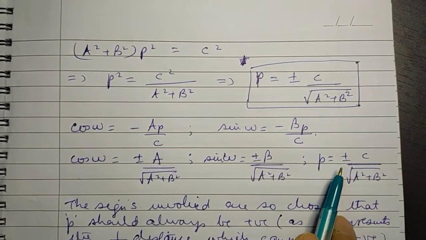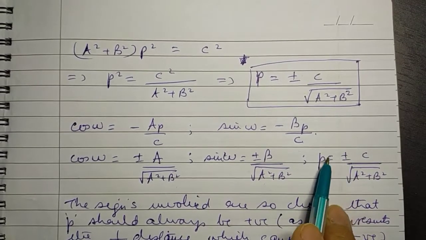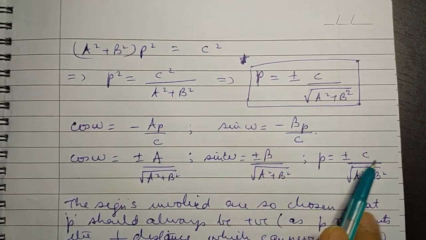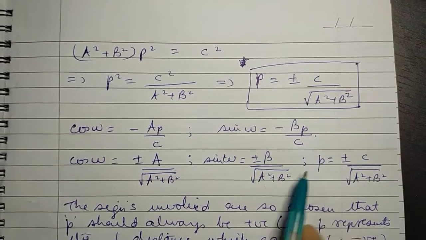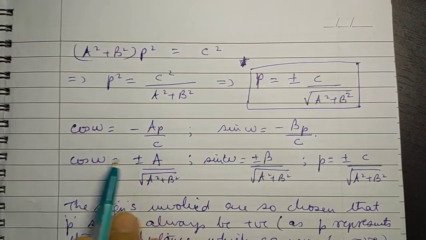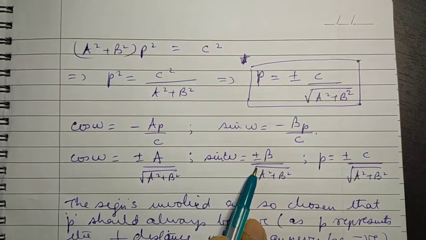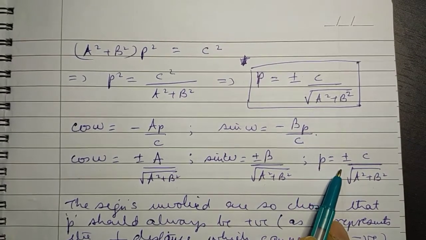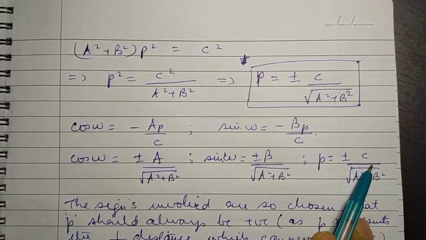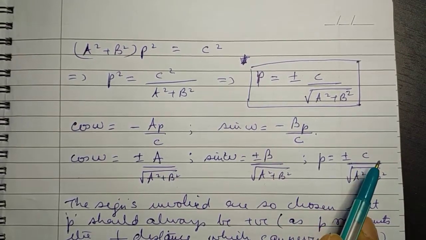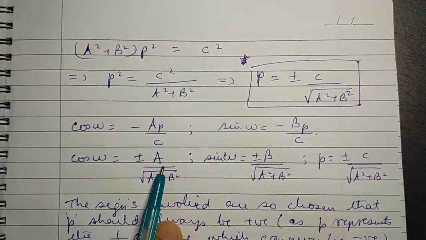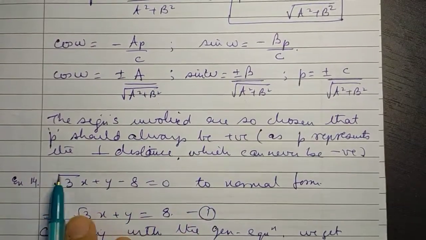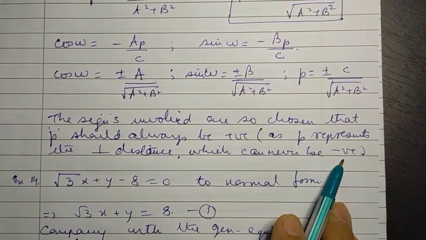Now here the only thing which we have to be careful about is that p has to be positive. So first we choose the value in such a manner that p is positive. Automatically the sign for cos omega and sin omega will follow. So in order to do that, we make the right hand side always positive, because the right hand side gives us the value of c. If the right hand side is positive, the rest will automatically follow. So the signs involved are so chosen that p should always be positive, as p represents the perpendicular distance which can never be negative.